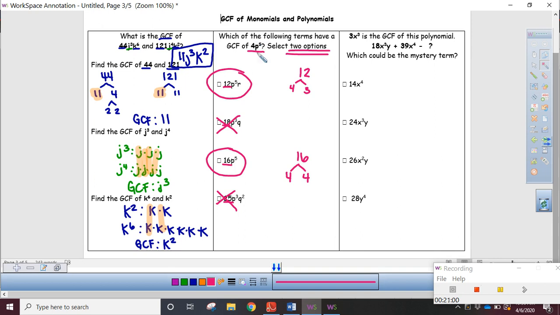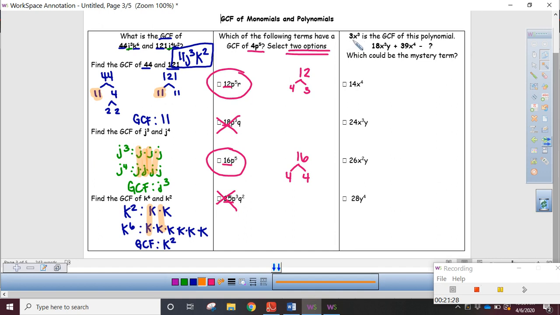So notice how I took it step by step. I started with finding the greatest common factor of the number first. Then I moved on to my monomial. All right, let's go ahead and now take a look at this example here. Again, I wanted to make these very similar to what you're going to see on your assignment. And so this is similar to an example that you're going to see as well.